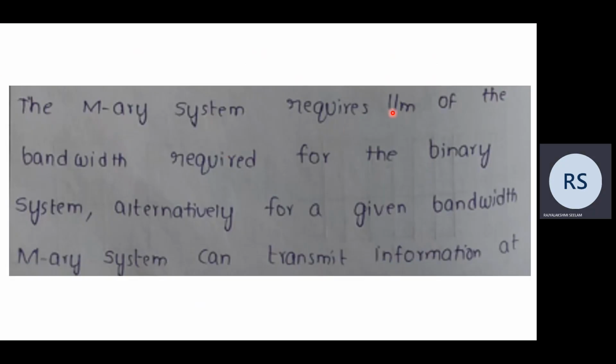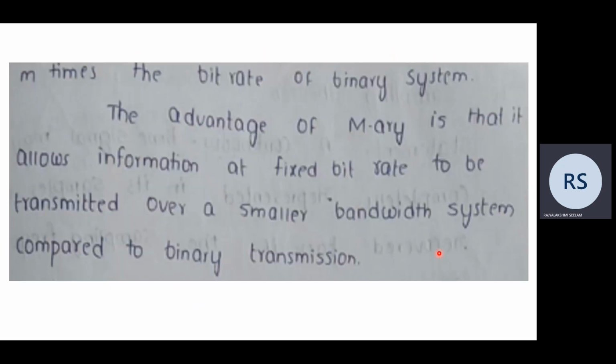So the M-array system requires 1 by M of the bandwidth required for the binary system. Alternatively, for a given bandwidth, the M-array system can transmit information at M times the bit rate of the binary system. So the advantage of M-array is that it allows the information at a fixed bit rate to be transmitted over a smaller bandwidth compared to the binary transmission.